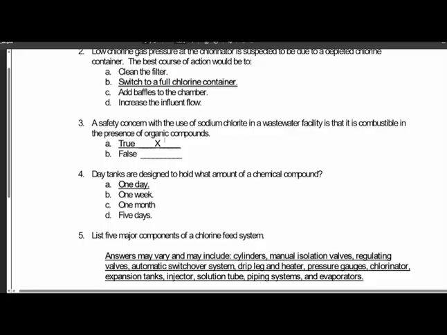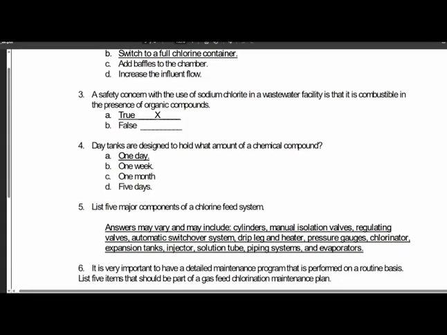A safety concern with the use of sodium chlorite in a wastewater facility is that it is combustible in the presence of organic compounds. Day tanks are designed to hold what amount of chemical compounds? 1 day. Yeah, that's why they're called day tanks, because it's 1 day.